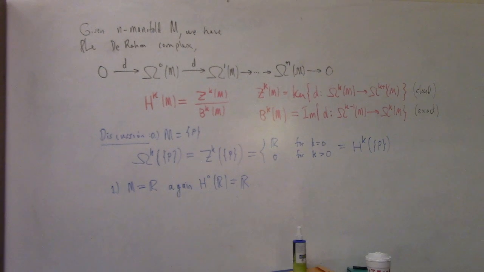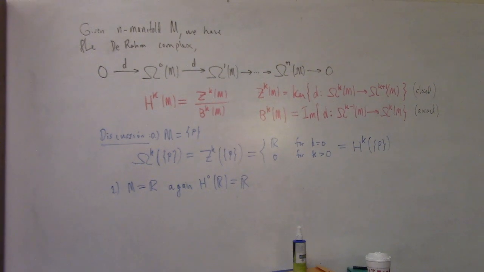Can you obtain a function as the exterior derivative of a -1 form? By definition, no. Okay, I mean essentially you can't do that. So there are no boundaries. So that's this. All right.